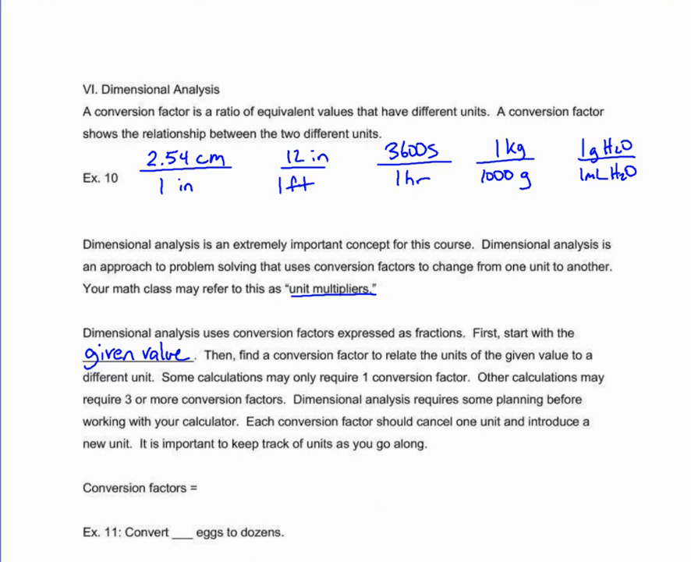Each conversion factor should do something. It should cancel one unit and introduce a new unit. And it's important that we keep track as we go along. As we go through some examples, you'll see that I only take one step at a time. I don't like to plan the whole thing at once. I like to look at the pieces first. So I put one piece of the puzzle in at a time, and then once I've got to where I need to be, then I can move on and do the calculation in the calculator.